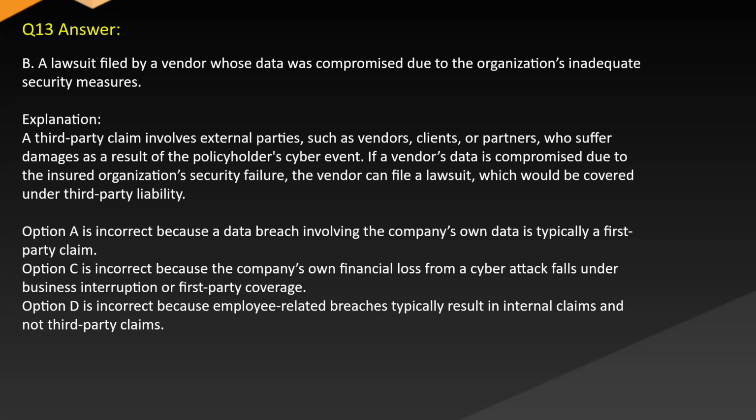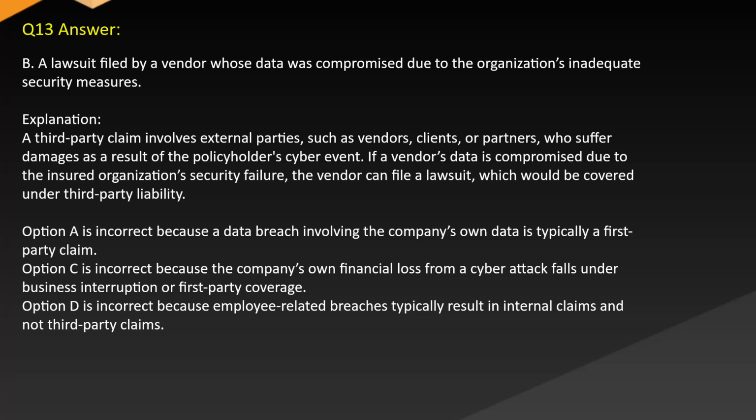Explanation: a third-party claim involves external parties, such as vendors, clients, or partners, who suffer damages as a result of the policyholder's cyber event. If a vendor's data is compromised due to the insured organization's security failure, the vendor can file a lawsuit, which would be covered under third-party liability. Option A is incorrect because the data breach involving the company's own data is typically a first-party claim.